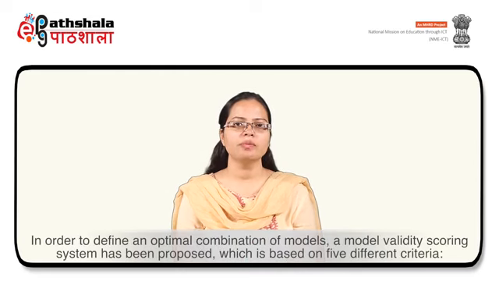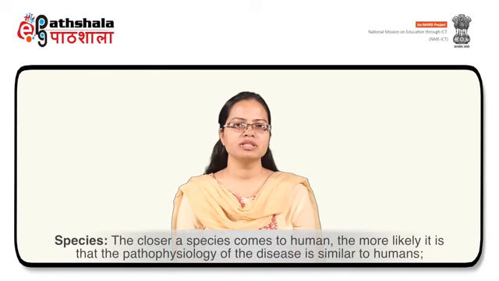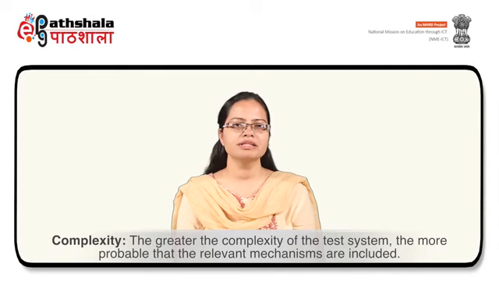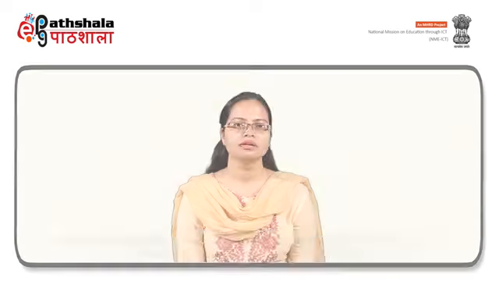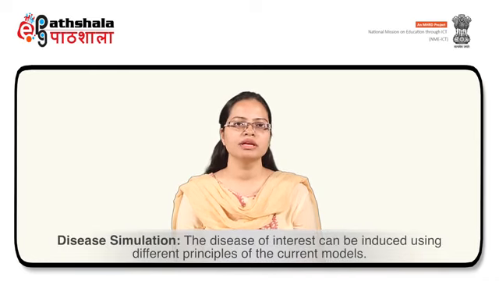In order to define an optimal combination of models, a model validity scoring system has been proposed, which is based on 5 different criteria. The first is the species. The closer a species comes to human, the more likely is that the pathophysiology of the disease is similar to humans. Second is the complexity. The greater the complexity of the test system, the more probable that the relevant mechanisms are included. The third is the disease simulation. The disease of interest can be induced using different principles of the current models.